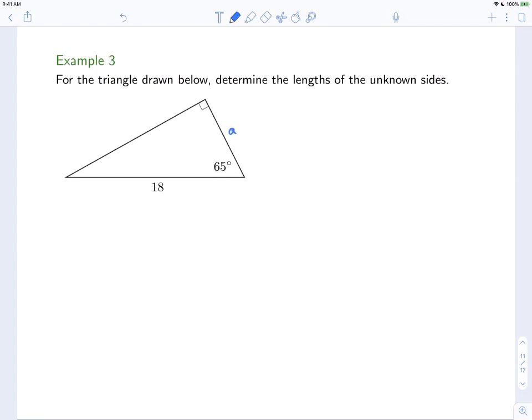So we'll call this one A, and we'll call this one B, and our goal is to find A and B. Find the values of A and B. That's our goal. So how are we going to do this? Well, we're going to use trig functions again. So for example, we know that cosine of 65 degrees is equal to the adjacent side over the hypotenuse. Well, the adjacent side is A, and the hypotenuse is 18. So that tells us that A is equal to 18 times cosine of 65 degrees.